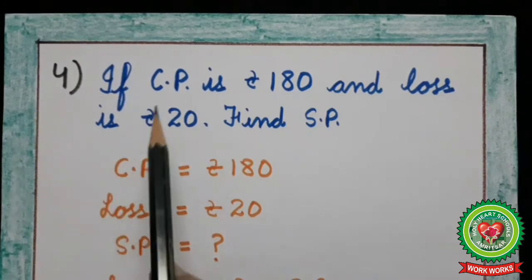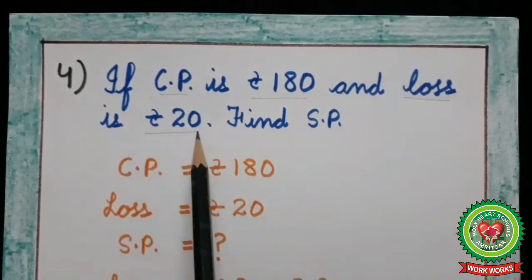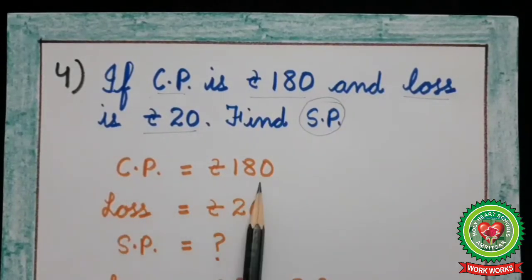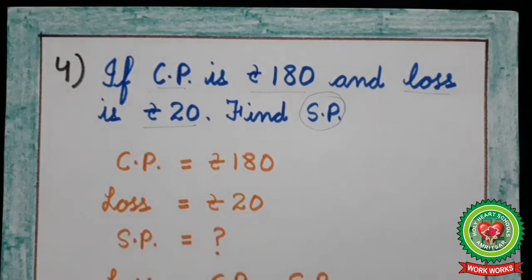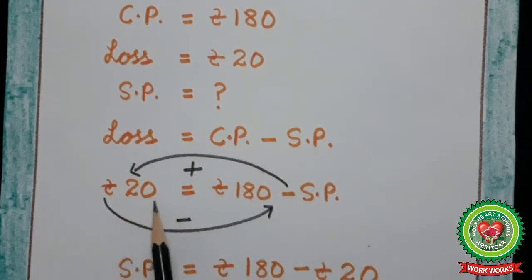Here CP is 180, loss is rupees 20, we need to find SP. We have been given CP is equal to rupees 180, loss is equal to rupees 20, SP is equal to question mark that we need to find. Here in this question we have been given loss, so we will use the formula of loss. We know loss is equal to CP minus SP. On substituting the values, loss rupees 20 is equal to CP rupees 180 minus SP.